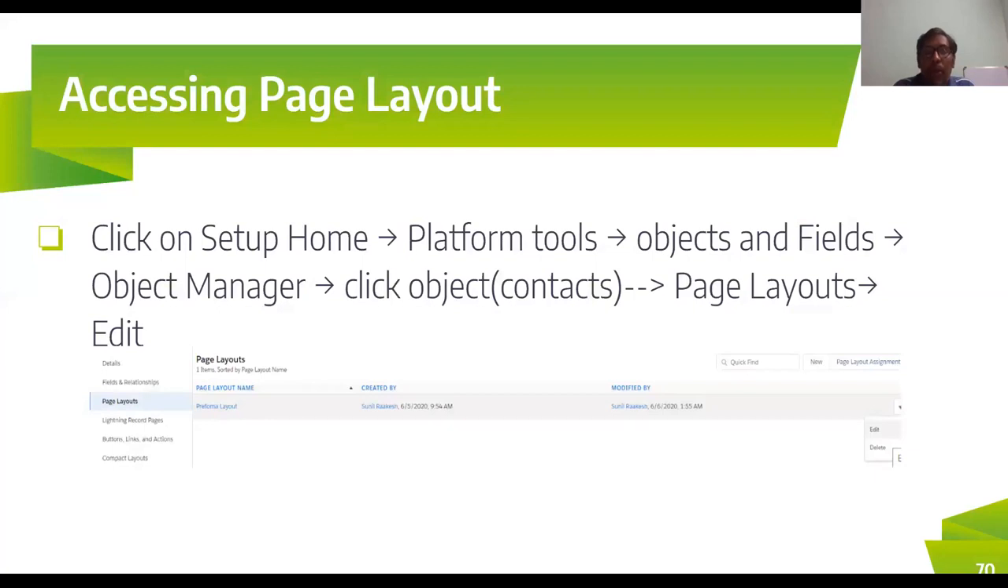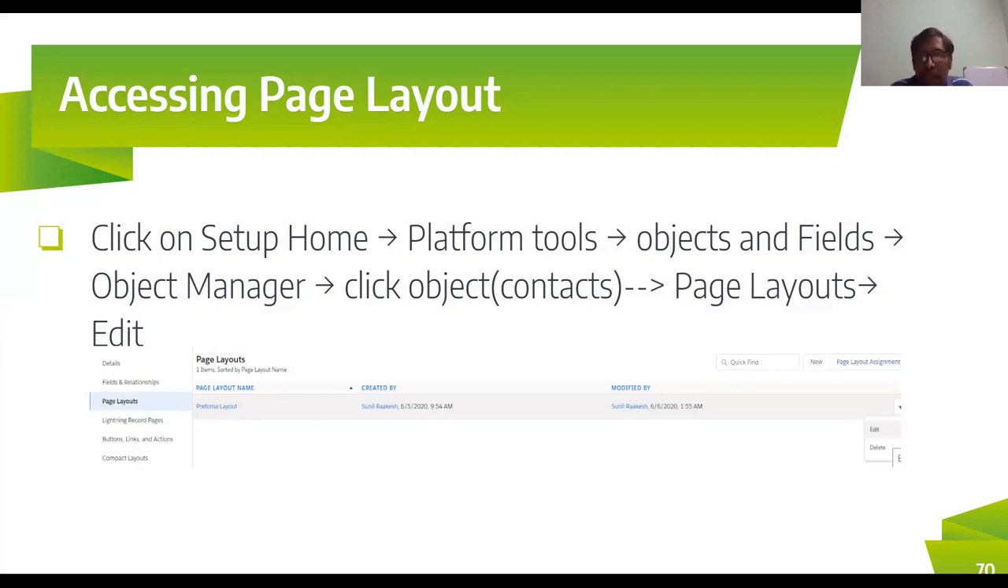So now let us get into how to create a page layout. When you create an object, the page layout is automatically created by default. But in case you want to create a custom page layout, yes, we can. For that, we have to go to Setup Home, Platform Tools, Objects and Fields, and Object Manager. Click the object for which you want to create a page layout. Select the object and page layout, and then you can edit it.